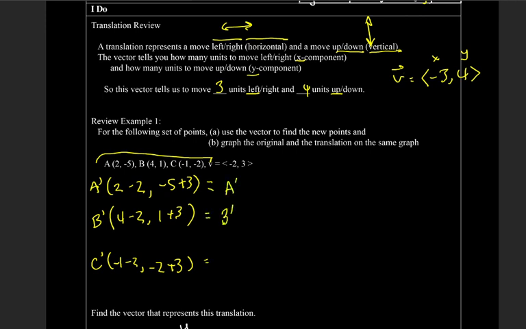And then now let's simplify that out. A prime, B prime, C prime. 2 minus 2 is 0. 4 minus 2 is 2. Negative 1 minus 2 is negative 3.